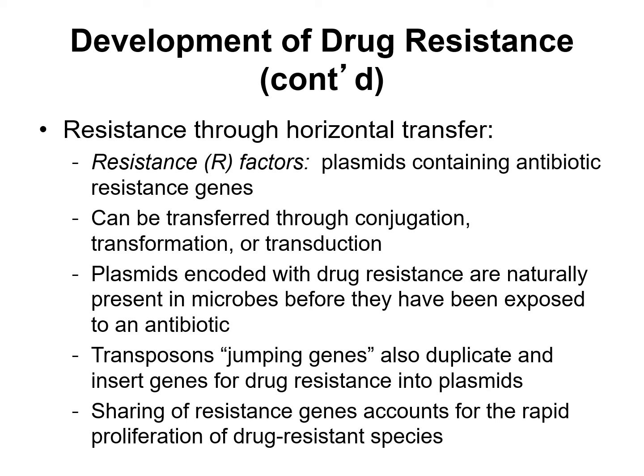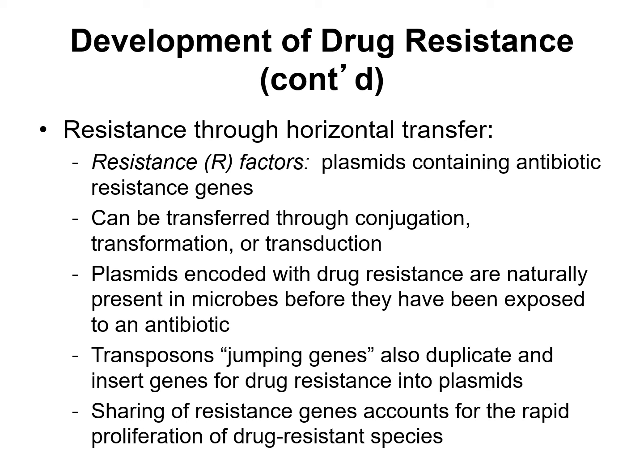Now we have resistance through horizontal transfer. This slide and the previous slide were the two examples mentioned previously as to how we get resistance. You get resistance or R factors, which are plasmids that contain the antibiotic resistance genes. Remember, one bacterium is going to develop it, and over time it will transfer it to various bacteria. This can be transferred through conjugation, transformation, or transduction.